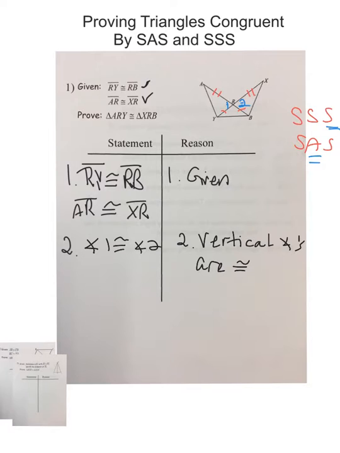A little hard to see. Make that look a little nicer. There we go, a little nicer. You can visually see that we have one pair of sides, followed by a pair of angles, followed by another pair of sides. We have side, angle, side. Our triangles are now congruent, and we're up to the proof.